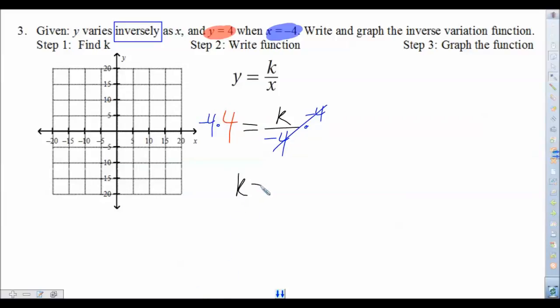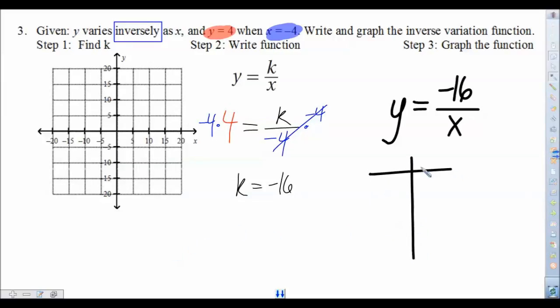So now k is -16, which means our equation here is y equals negative 16 over x. So now we got a negative number up there. How is that going to work? Well, if we make our table of values here, now we just need to come up with two numbers that multiply to give you negative 16.